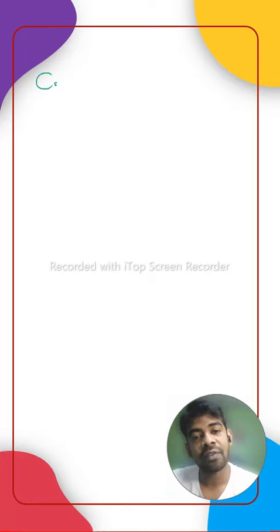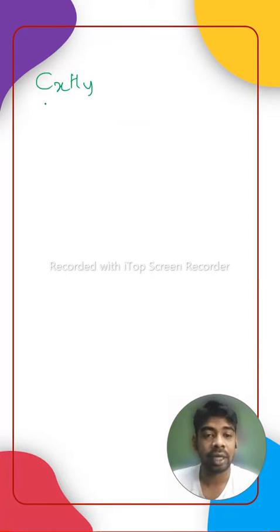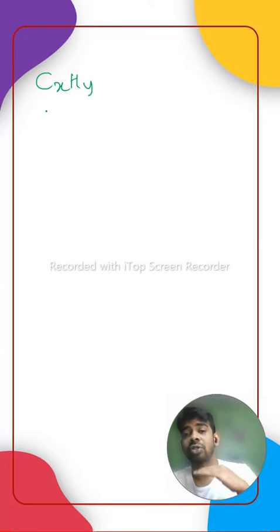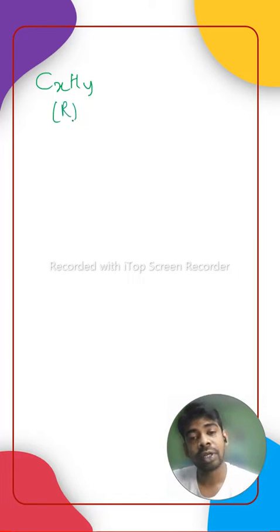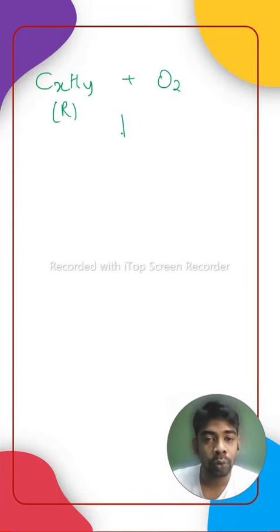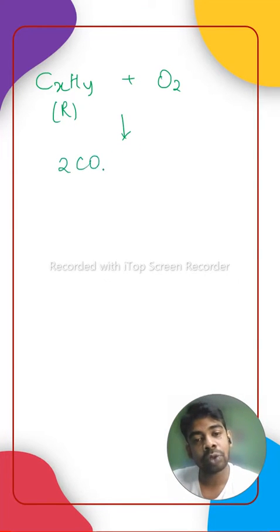So here they have given some hydrocarbon. Let's assume that this is CxHy. And right now we are solving the question backwards, so here we are talking about R. As soon as you take this hydrocarbon and add O2 to it, it will be producing 2CO2 and it will be producing 3H2O.